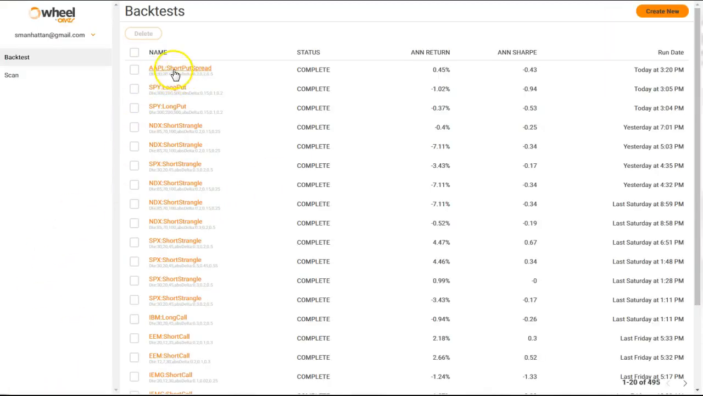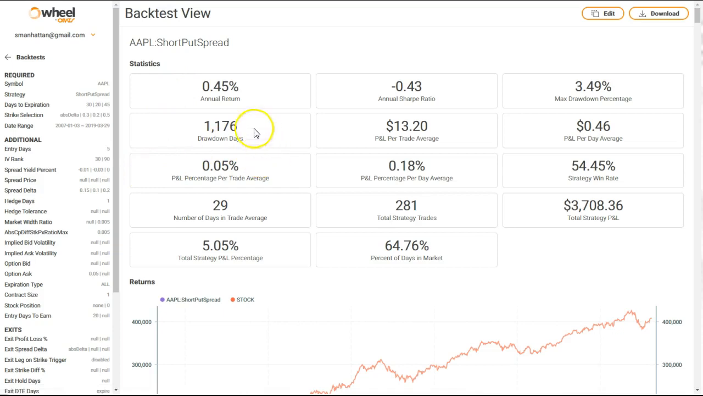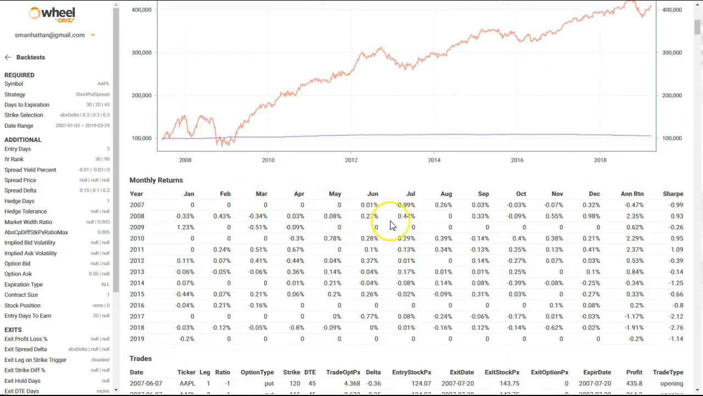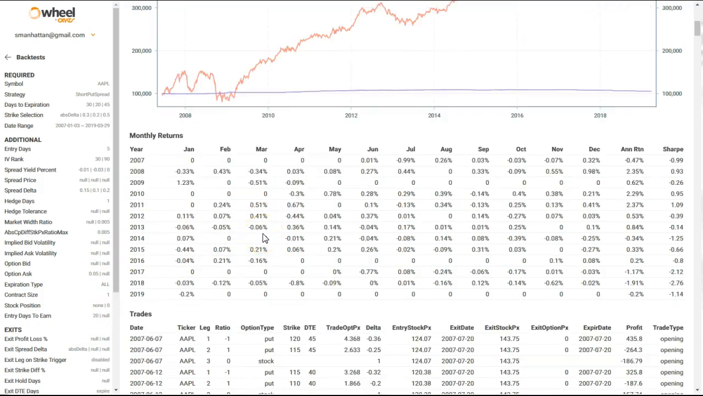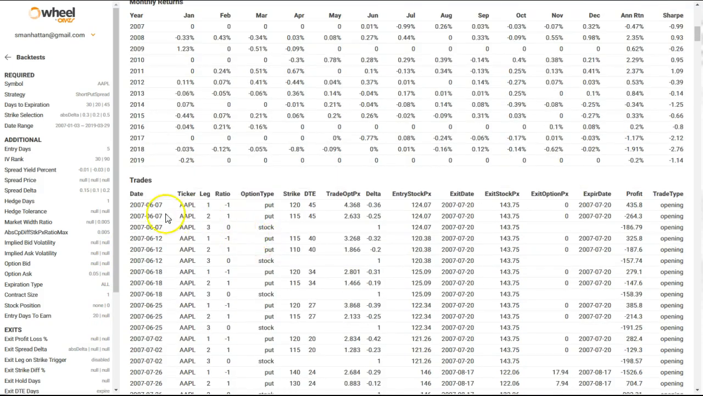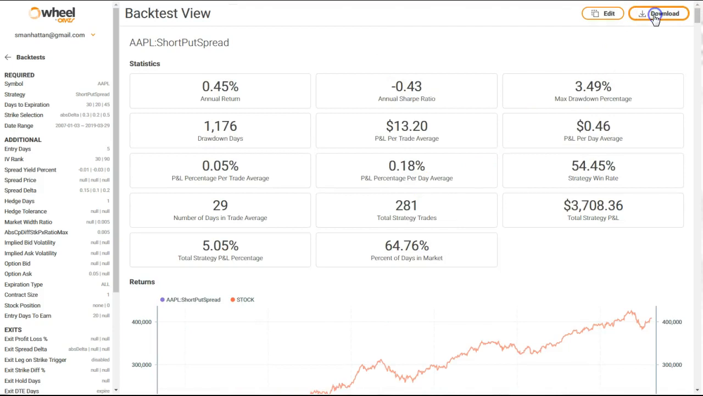Okay, the short put spread has run, and let's take a look at the results. Here are the results, slightly positive annualized return, and you could see each month. Some months we aren't in there for various reasons related to the settings that we put in. We'll also look at, and we'll get into this in greater detail later, the trades. And then of course you could download these results and trades, and then start to refine some of your spread yield percentages or spread prices and get the exact options or closest to the exact ones that you wish.